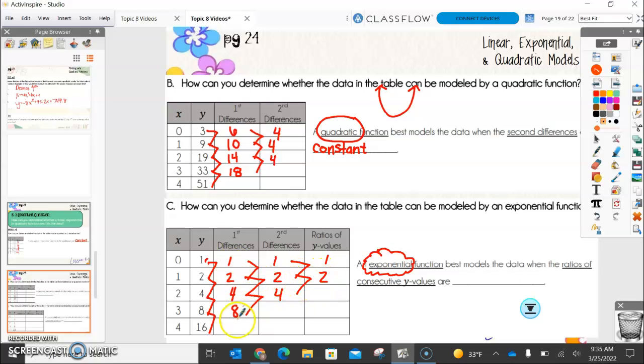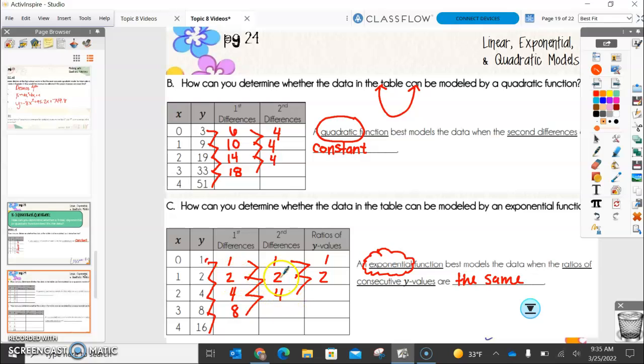Do you see how these columns of all the differences are actually looking like each other? They say that the ratios of the consecutive y values, we're looking at what they're multiplying by. So the ratios are actually all the same. Again, so we're going to say they're not really constant, but they're the same. So if I take 8 divided by 4, it's 2, or 4 divided by 2, it's 2.